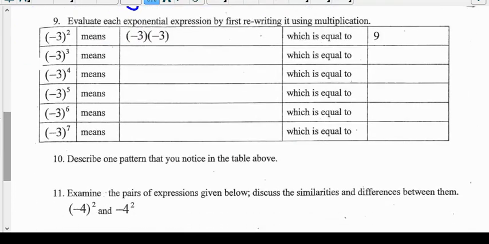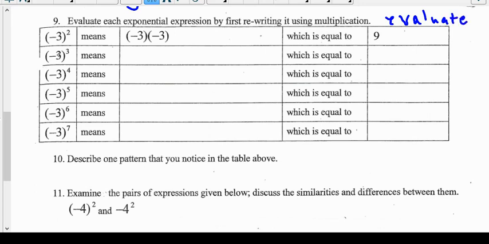We are not going to do all these because I think we'll get the hang of it. But let's read it. This is negative 3 squared, not the opposite of 3 squared. Negative 3 squared means negative 3 times negative 3, 2 factors of negative 3, which is equal to 9. We've evaluated it.